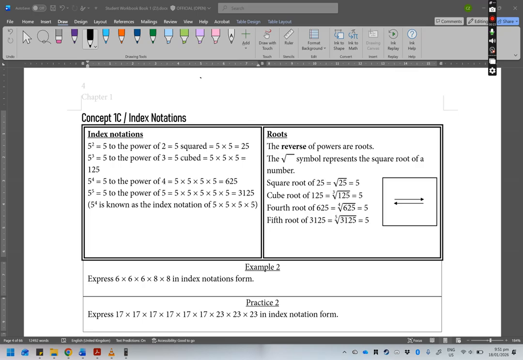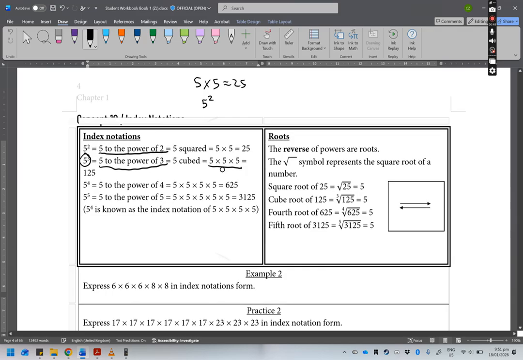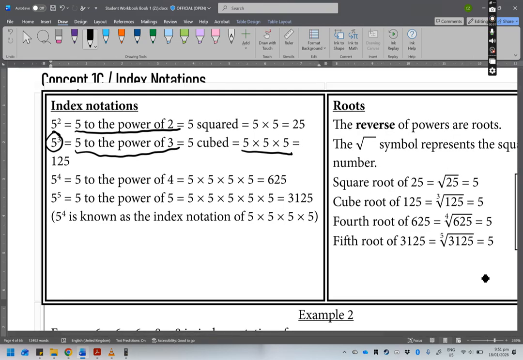So let's say we have 5 times 5 equals 25. 5 times 5 can also be represented as 5 squared, which is also known as 5 to the power of 2. So if we have 5 times 5 times 5, we have 5 cubed, or 5 to the power of 3. 5 times 5 times 5 times 5, 4 times, will give us 5 to the power of 4, which is 625. Okay, and it goes on and on.